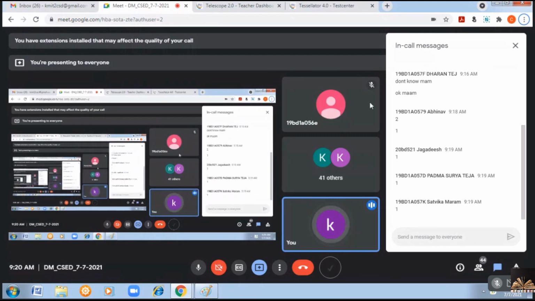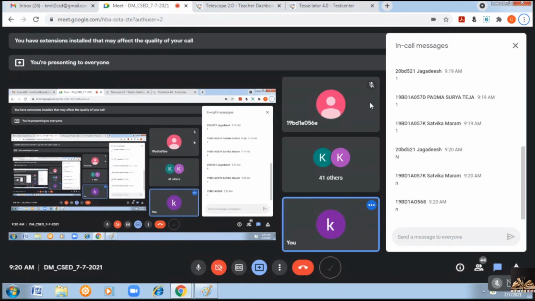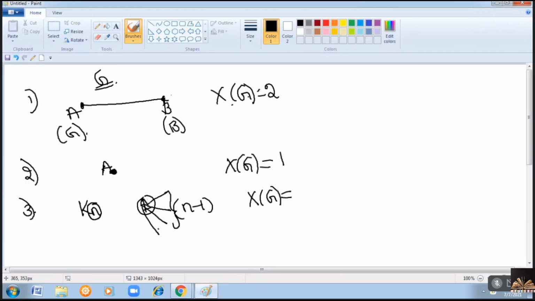Now tell me, what is the chromatic number of a complete graph with n vertices? N. Why? Because every vertex is adjacent to every other vertex. Therefore, n different colors you require for a complete graph.